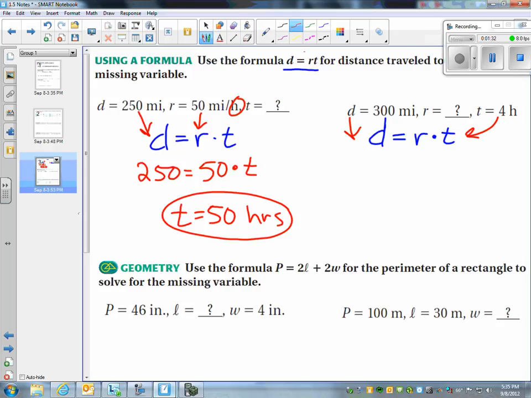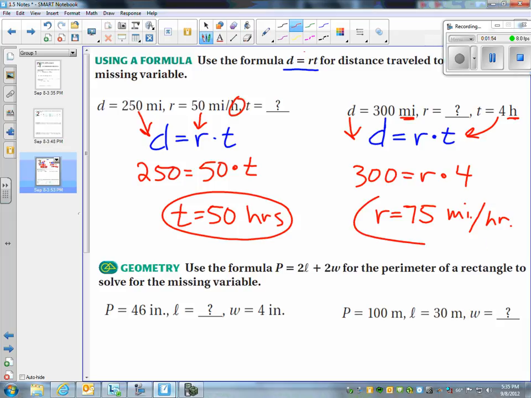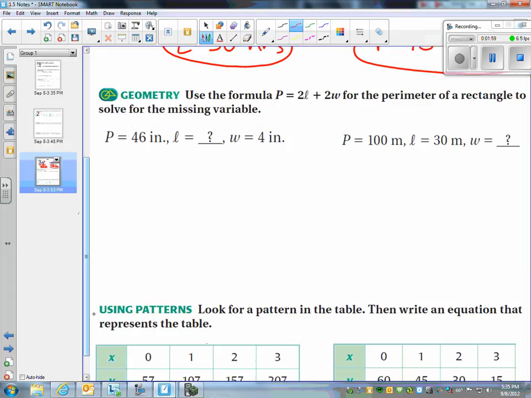So this one we know D and T, so we fill those in. We divide by 4, so our rate is 75. Our D was miles, T was hours. So that's our answer. Nothing too crazy here. It's just filling in the formula. Again, in chemistry and physics, this is a huge part of that. So we're just practicing that. It happens a lot in math as well, but especially in science areas.